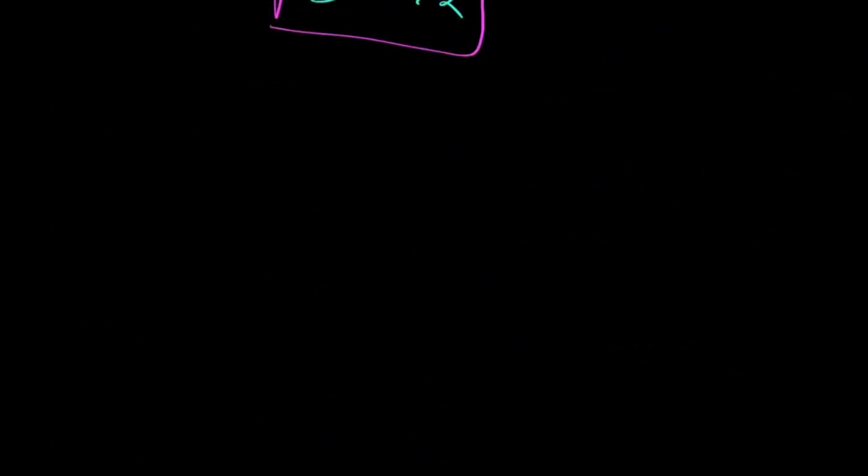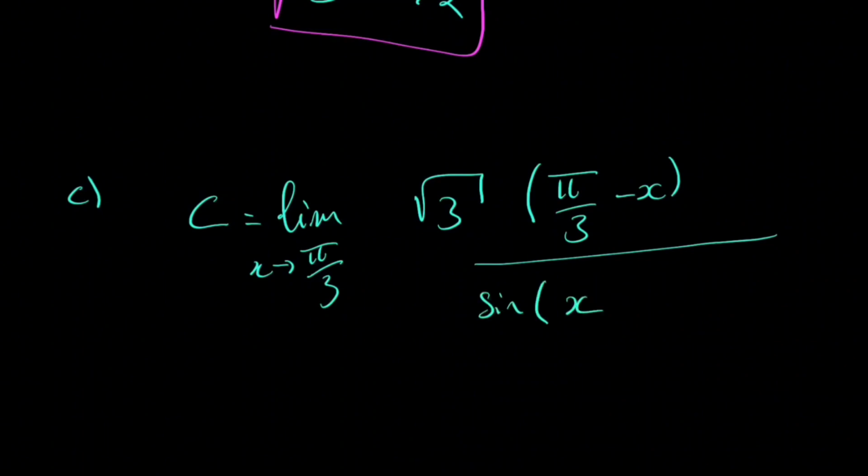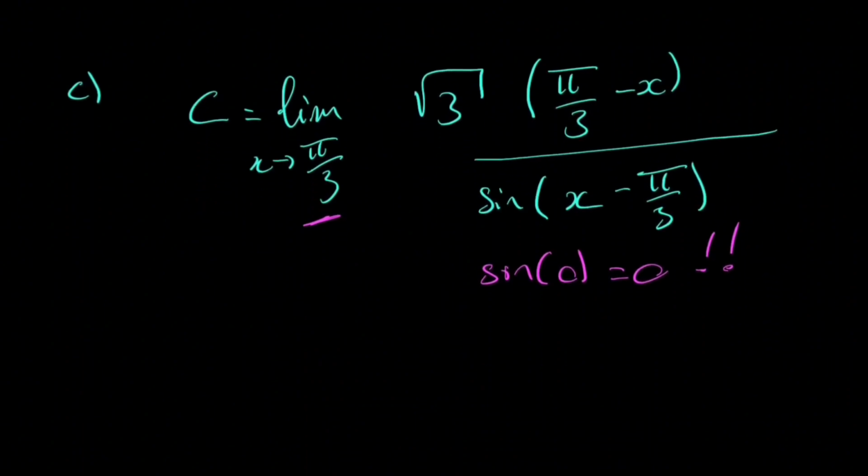Now let's compute the third limit, c. So c is equal to the limit when x tends to pi over 3 of square root of 3 times pi over 3 minus x over sinus of x minus pi over 3. So here we have a problem in pi over 3, because we will divide by sinus of 0, which is equal to 0. So division by 0, we don't want that.